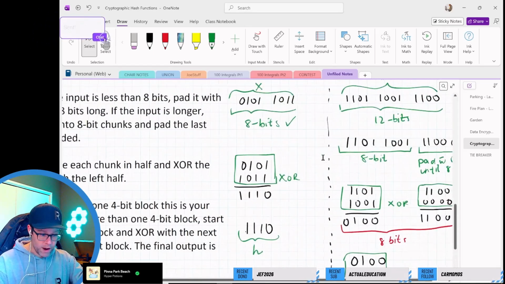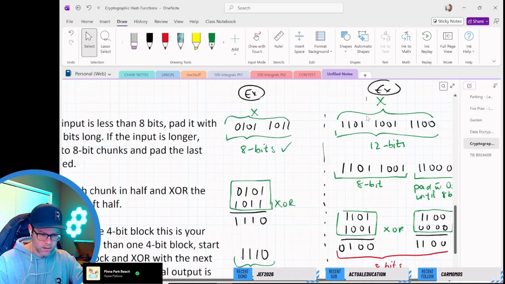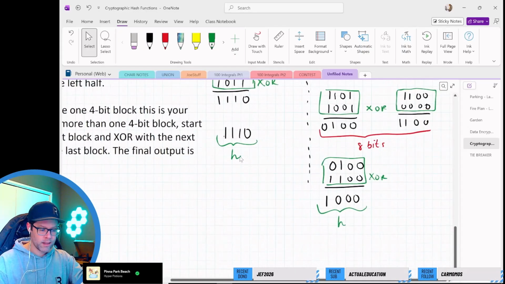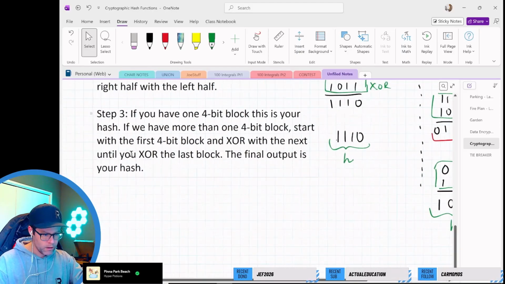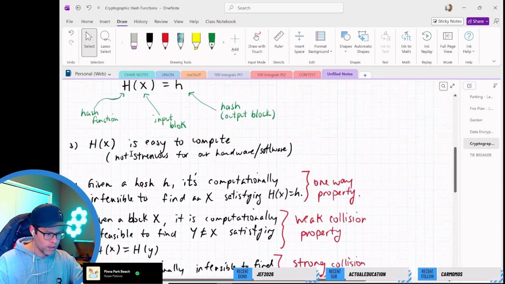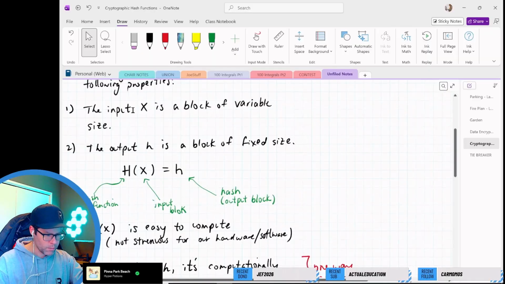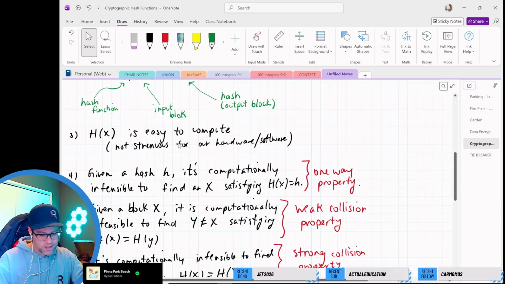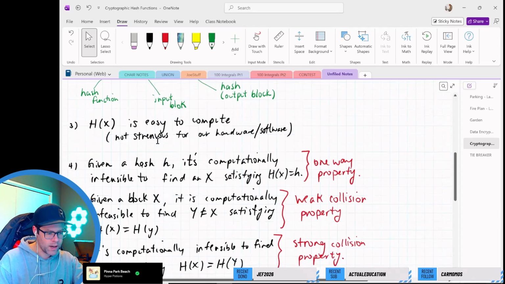We can start with various input size blocks, right? So we started with an 8-bit and a 12-bit. But the way we've set up the algorithm is that the output always comes out to be 4 bits in this particular example. So we've made sure to satisfy 1 and 2. Right, block of variable size, output is a block of fixed size. H of x is fairly straightforward to compute. This wouldn't really be hard for us to set up via Python, for example. So number 3 is satisfied.